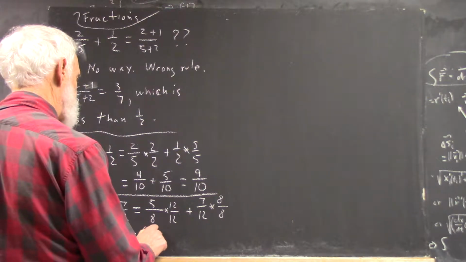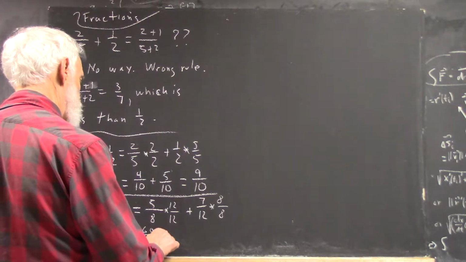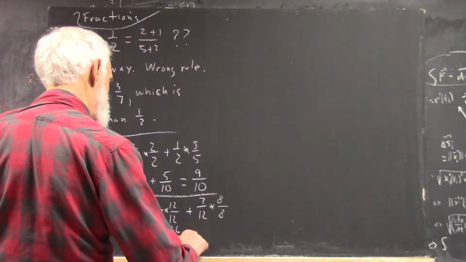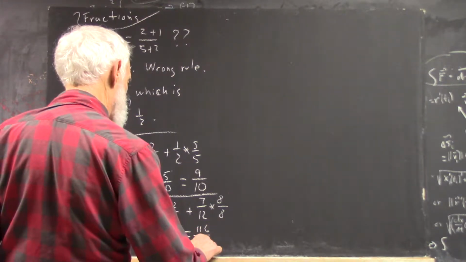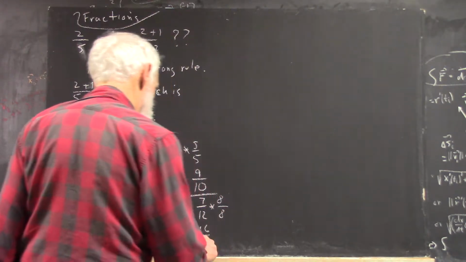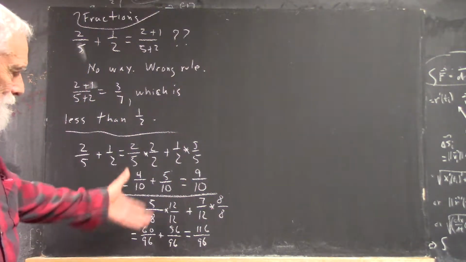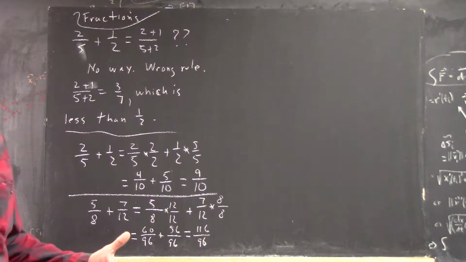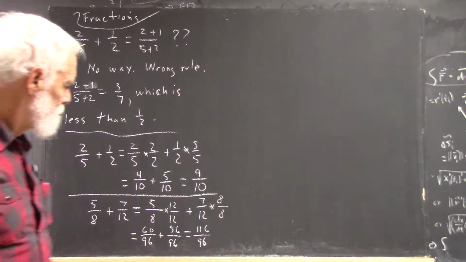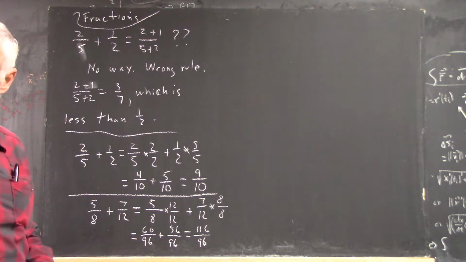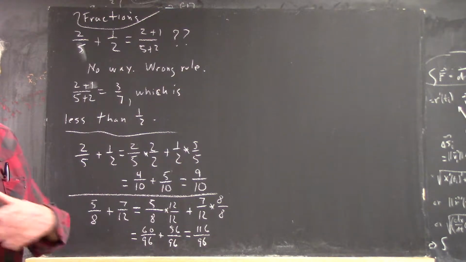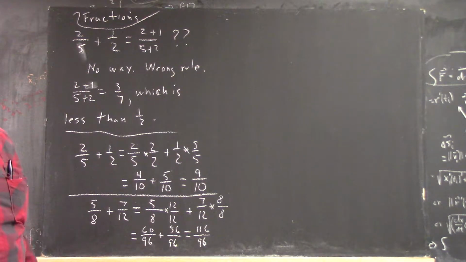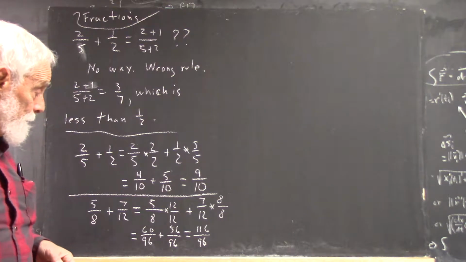So this is 60 over 96, and this is 56 over 96. And that gives us 116 over 96. And watch my arithmetic, because I can make mistakes. Okay? I'm pretty good with arithmetic, but I don't have as much working memory as I once did. Okay, so I can do ignorant things sometimes. So I'll always take my arithmetic with a grain of salt, but I think it's right this time. Okay?